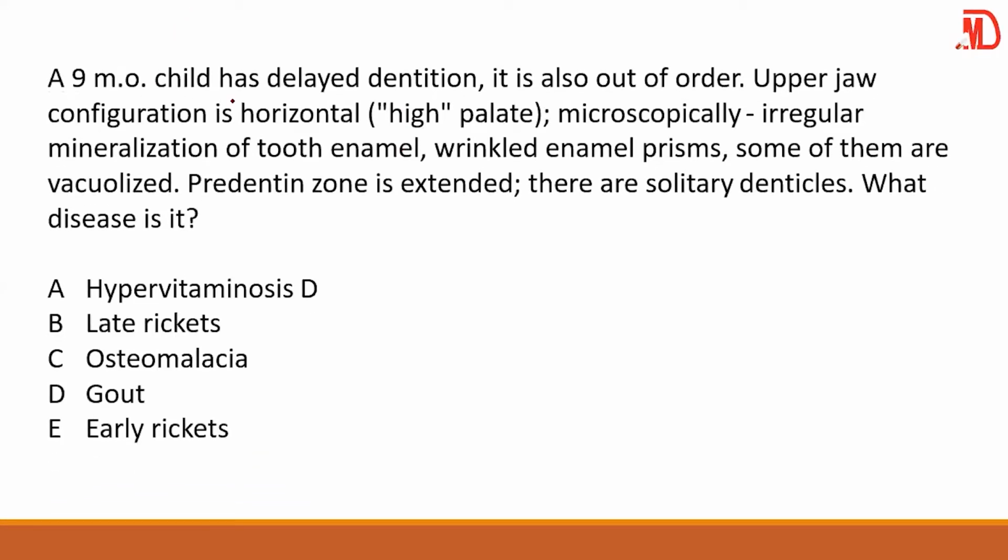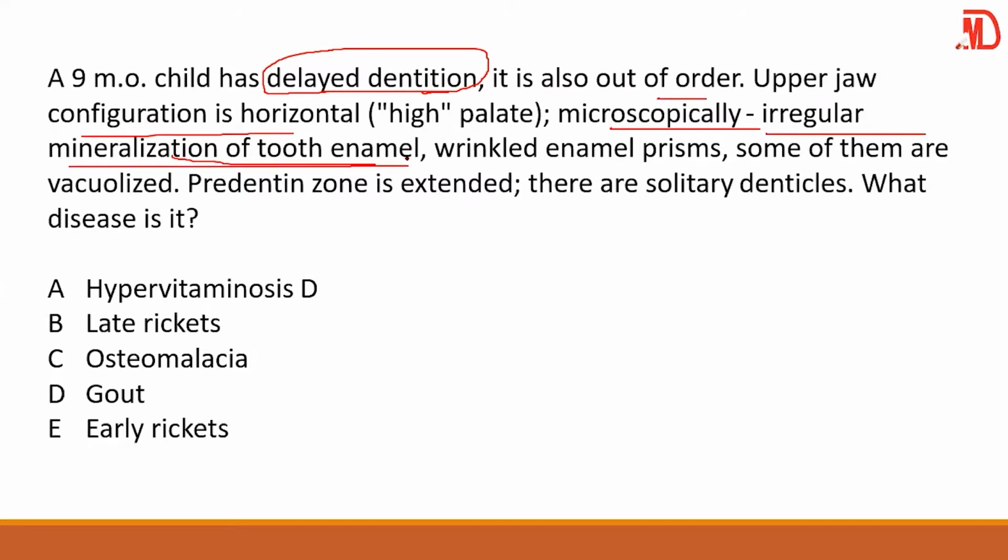A 9-year-old child has delayed dentition. That means teeth are not coming. It is also out of order. The upper jaw configuration is horizontal, microscopically irregular. There's irregular mineralization of the tooth enamel.